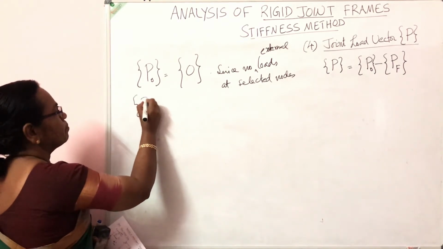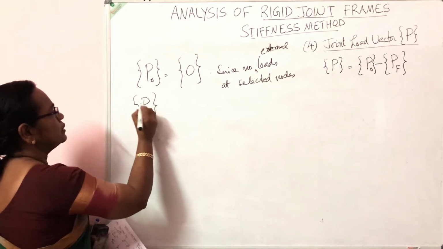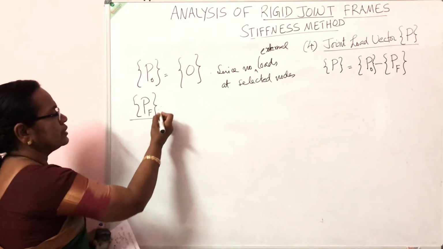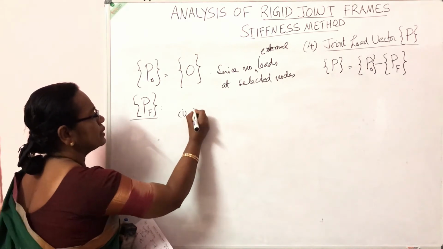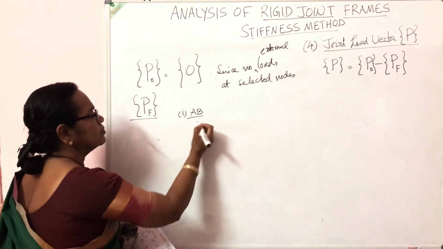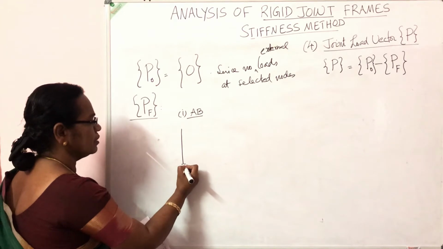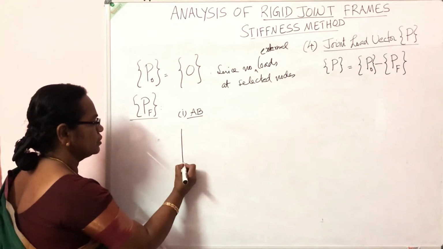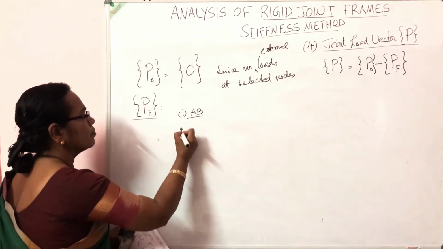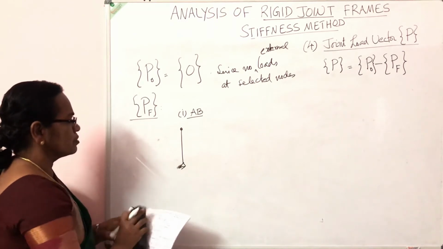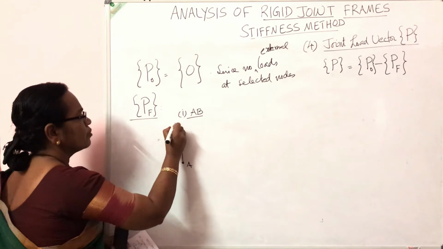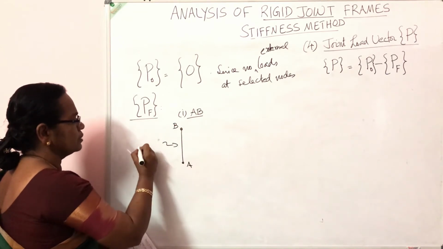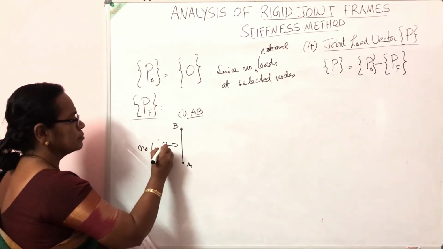Next, let us consider the PF vector. PF vector is the fixed end moment vector. We have to consider element by element. Consider the first element AB. In the question, it was a hinge. The element was AB, and there was no load in this element.